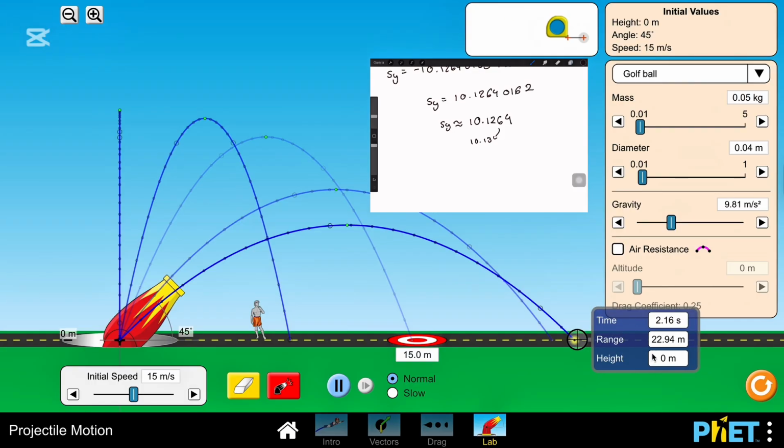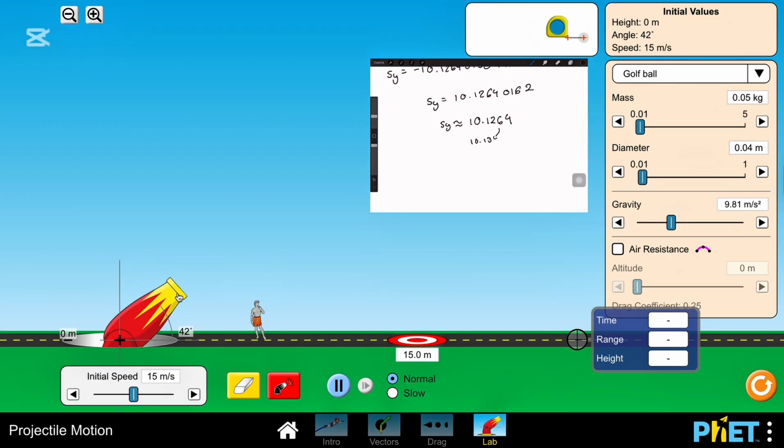Range. Okay, 22.94. And then let's do 44 to prove my point. 22.92. 45, 22.94. There's almost no difference. And then 46. And there we go, back to 22.92. So that's the relation between those two variables.